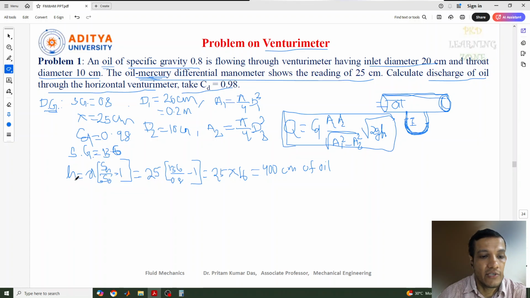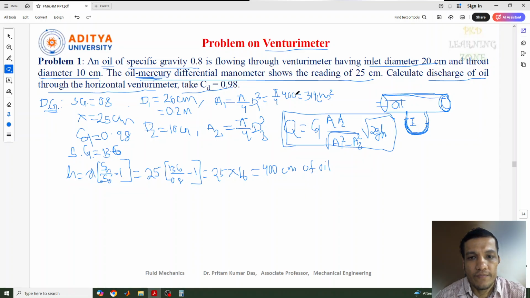This is the H. Now we need to find out this A1 and A2. So A1 we can calculate here, pi by 4 d1 square, that is 400 here again, because 20 into 20 is 400. The 4 cancels, 100 into pi, that is nothing but 314 centimeter square.